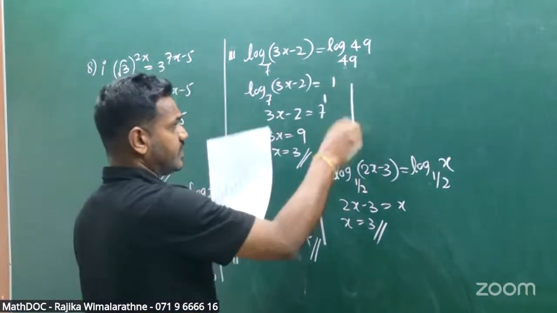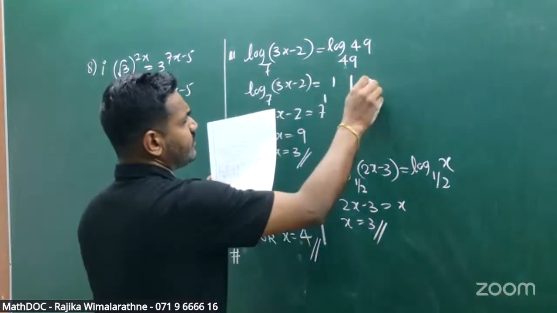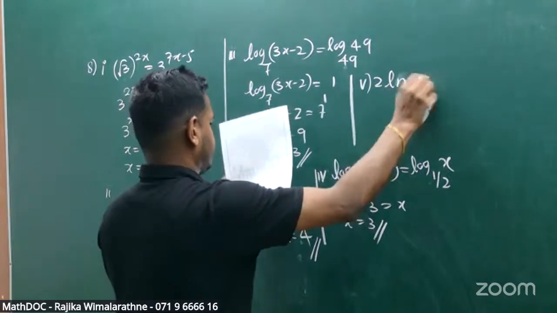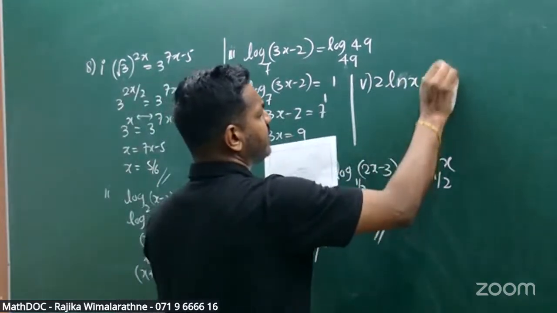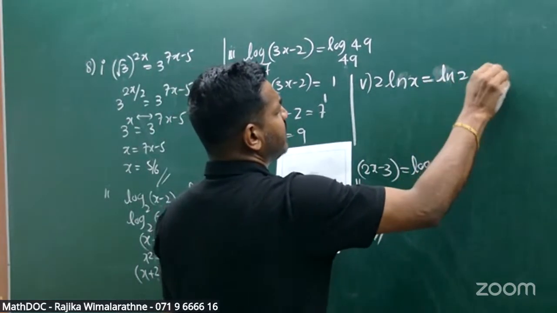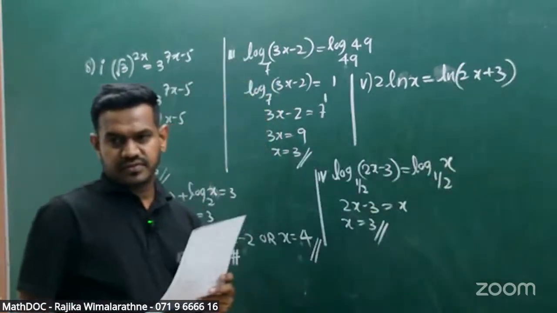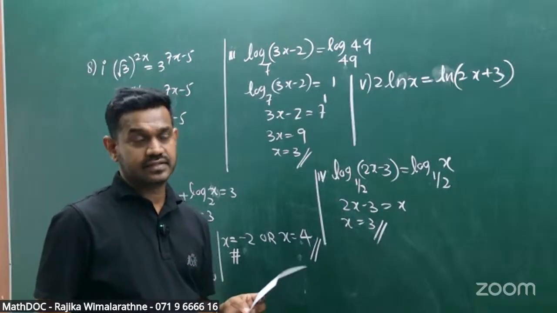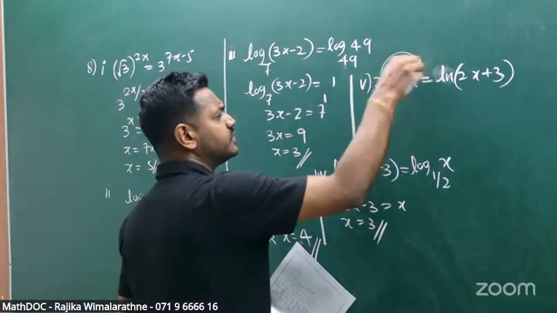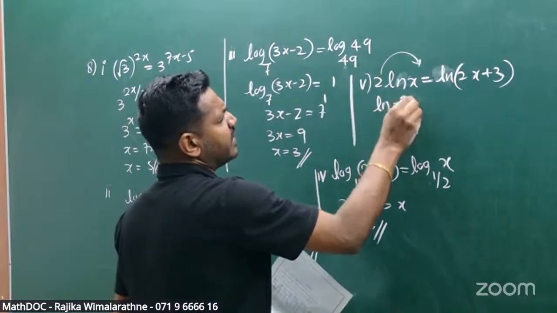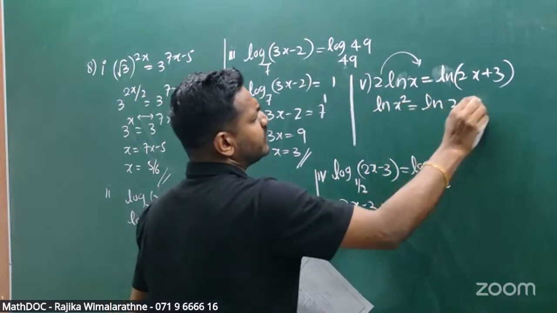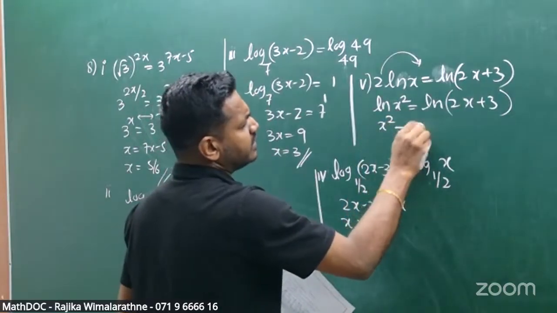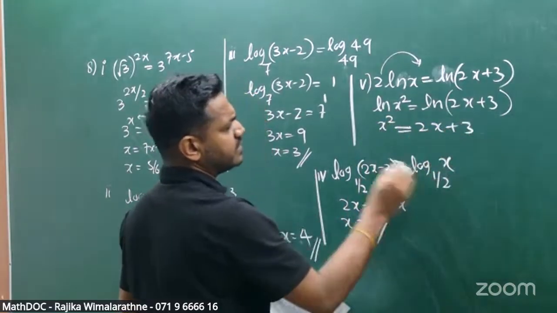Then the last one, the fifth one: 2 ln x equals ln (2x plus 3). We know ln means a logarithm with base e. First, you put the 2 in as a power: ln x squared equals ln (2x plus 3). Cancel ln, then x squared equals 2x plus 3.